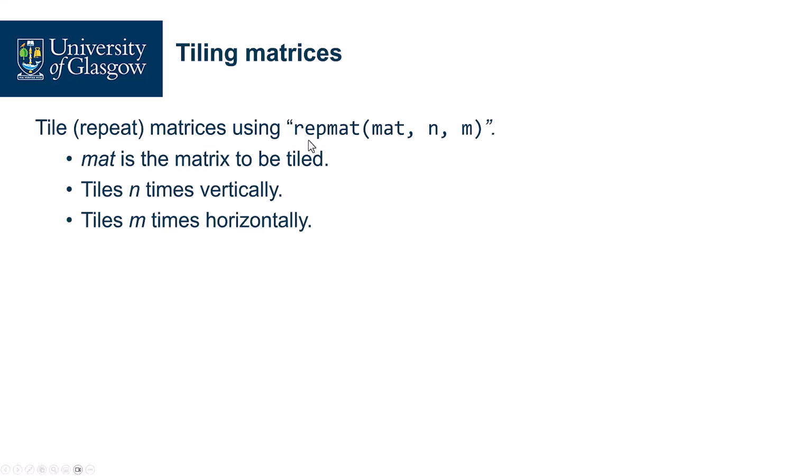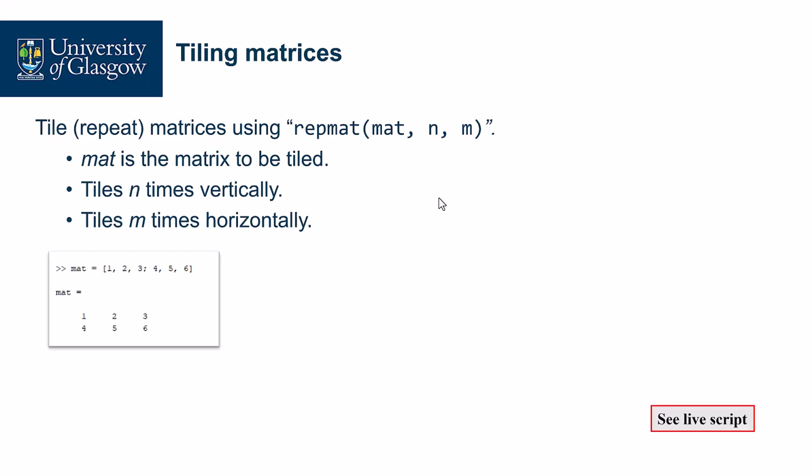The command is repmat with parentheses: mat, n, m. So mat is the matrix to be repeated. We will repeat it n times vertically and m times horizontally. So let's see some examples. There is a matrix mat, 1, 2, 3, 4, 5, 6. So we can see the matrix here.